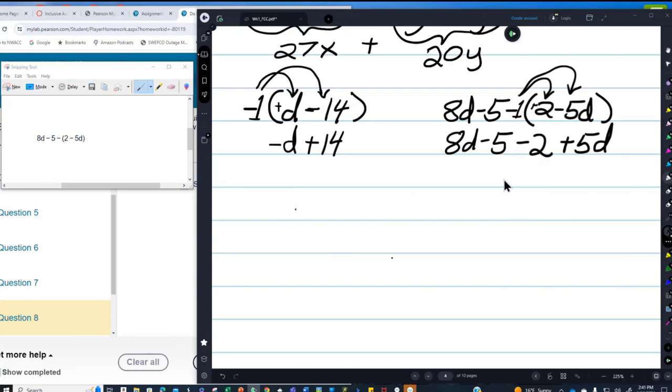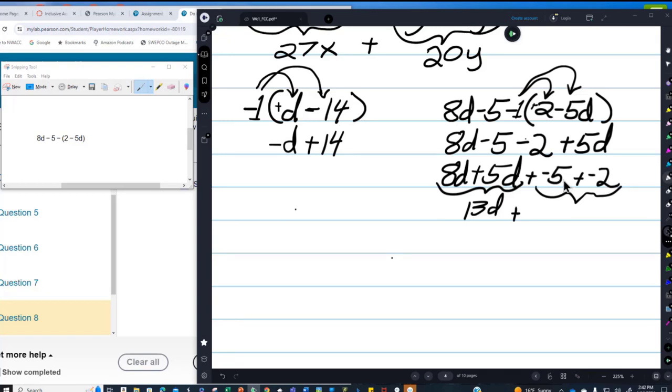Now negative 5 minus 2, these are like terms, and 8d plus 5d, those are like terms. So 8d plus 5d, minus 5 is really like plus negative 5, and minus 2 is really like plus negative 2. 8d plus 5d is the number of d's that I would have if I added 8 d's and then added 5 d's, that would be 13d. And then, if I have negative 5 and I add negative 2 to it, I will have negative 7. So my answer is 13d minus 7. And we are done.